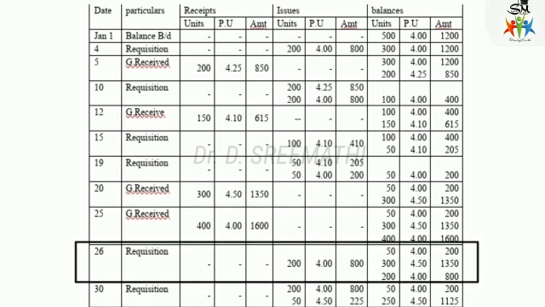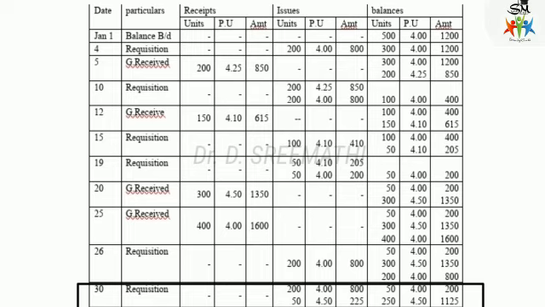Then issue is 200 units. This 200 is to be taken out from the last received 400. So here the balance is 50, 4 rupees, 300, 4 rupees 50 paise, and then only 200, and then at 4 rupees. Then again there is an issue, that is the issue is 250. So here the first 200 we have to take as such, 200 at 4 rupees, it is 800, and then the balance 50 units we have to take from the 300 at 4 rupees 50 paise.